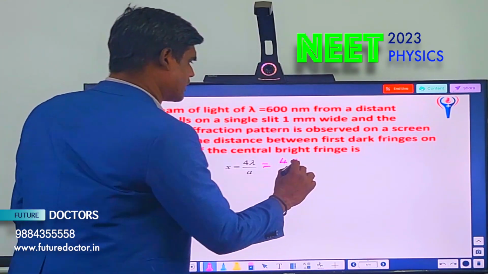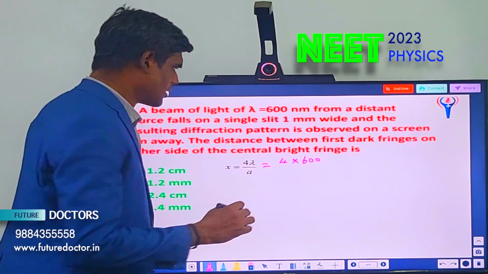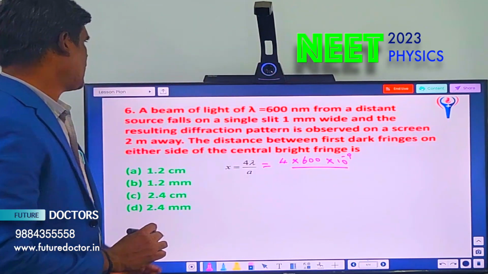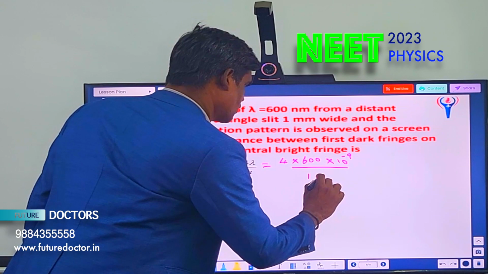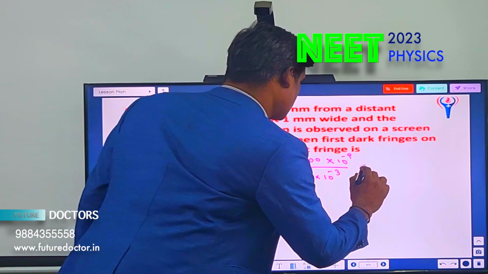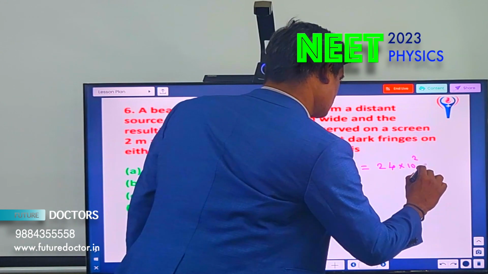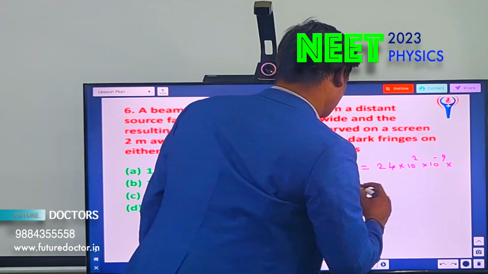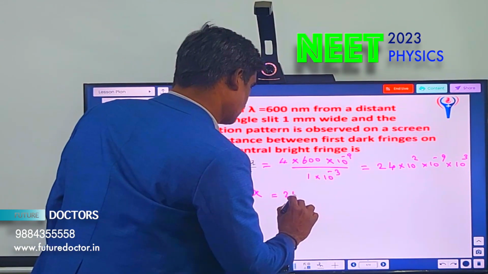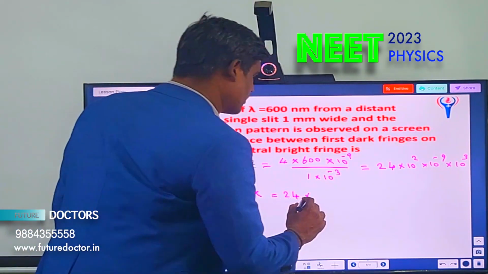Then lambda is given how much? 4 into lambda, lambda is 600 nanometer. Nanometer convert into meter. 1 nanometer equal to 10 power minus 9 meter. So 600 into 10 power minus 9 divided by A. Value of A is 1 millimeter, 1 into 10 power minus 3. That is millimeter to meter. Then simplify this. 4 6s are 24. 24 into 10 power 2 into 10 power minus 9 into 10 power minus 3 comes up 10 power plus 3. Then x equal to 24 into 10 power 2, 10 power 3, 10 power 5, 10 power 5 into 10 power minus 9, 10 power minus 4.